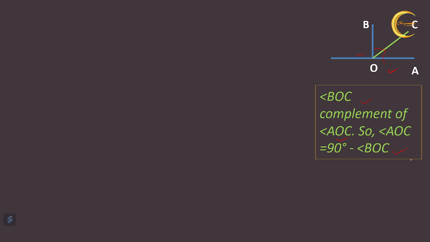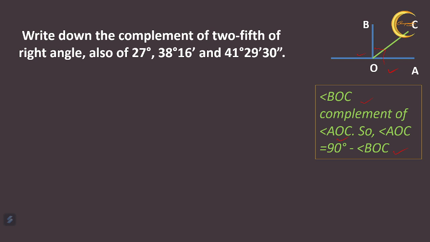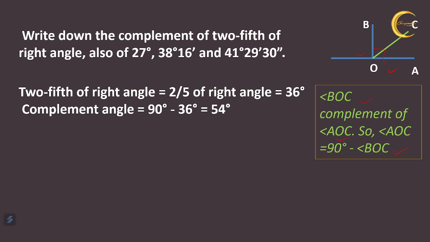You only need to know that the complement angle is related to the addition of these two angles equaling 90 degrees. So now let's start the problems. Write down the complement of 2/5 of a right angle. So 2/5 of a right angle means 2 by 5 times the right angle, 90 degrees. After calculation it comes to 36 degrees, and the complement angle is 54 degrees.